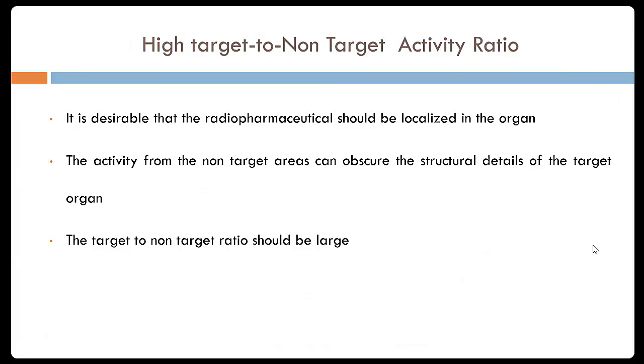Next, high target to non-target ratio. This is based on activity. When we give the radiopharmaceutical, there will be areas of high uptake, meaning a clear image, and there will be areas where there is no radiopharmaceutical. The ratio between these two is called the target to non-target ratio. If there is more area where the radiopharmaceutical is seen, we can say we have a high target to non-target ratio. And if less target area is seen, we can say we have a low target to non-target activity ratio.